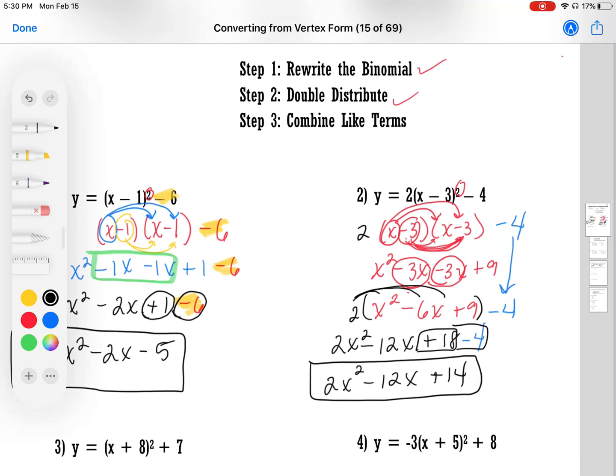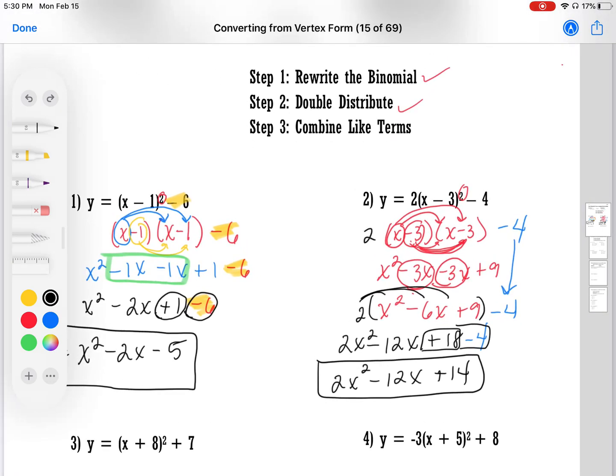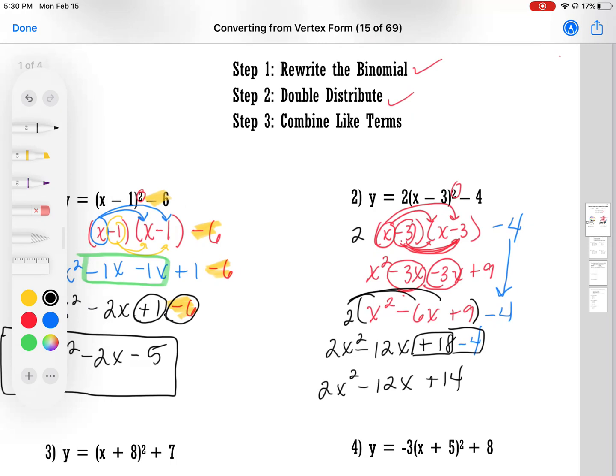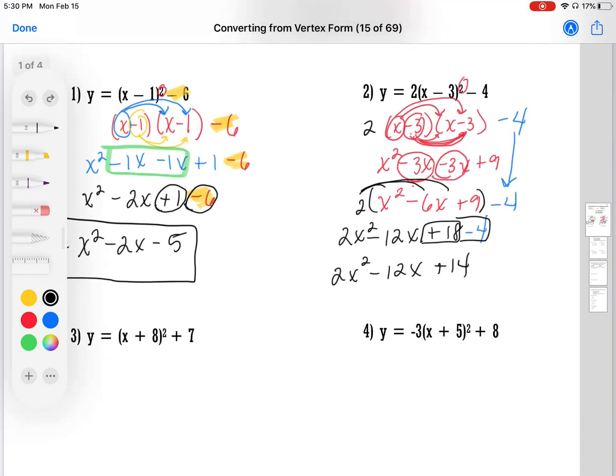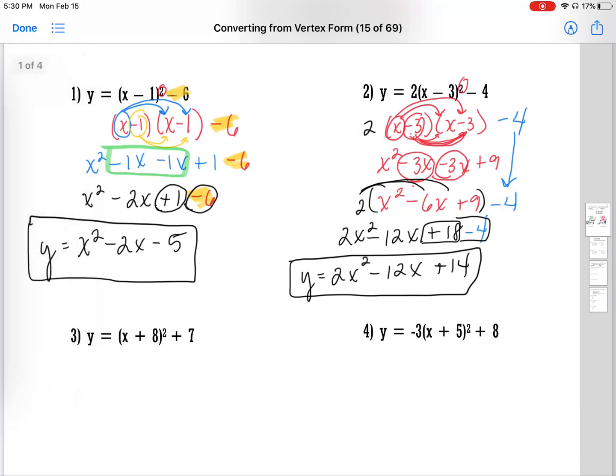So the correct answer is y equals 2x squared minus 12x plus 14. I'm going to put a y equals in the front of that. The original equation had a y equals, so I put this back in the form with a y equals.